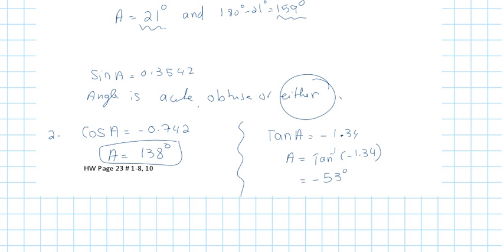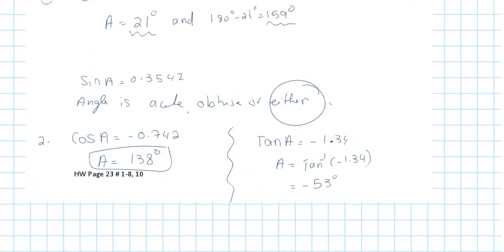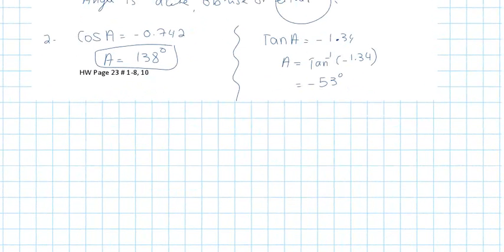Okay? So here's what I want you to pay attention to. When you enter this in the calculator, it's going to give you negative 53. We're going to omit the negative. I know tan is negative in the second quadrant. So that's going to be my 53. And my angle is going to be 180 minus 53, which is going to be 127. So my answer is going to be 127. Okay?